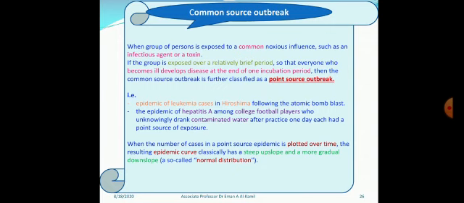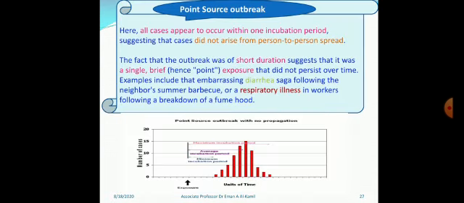When the number of cases in a point source epidemic is plotted over time, this results in an epidemic curve. If we plot the number of cases distributed according to the time of occurrence of the disease, this is called an epidemic curve. Classically, the point source epidemic has a steep upslope. It will go up and reach a peak, and then it gradually goes down. So this is called a normal distribution curve, as will be shown in the next slide.